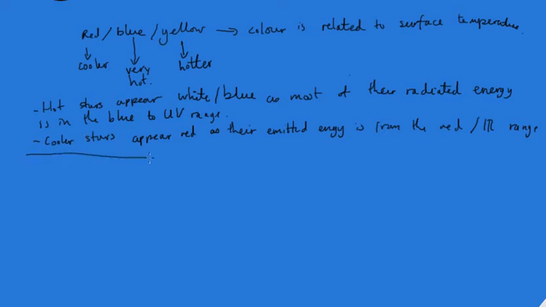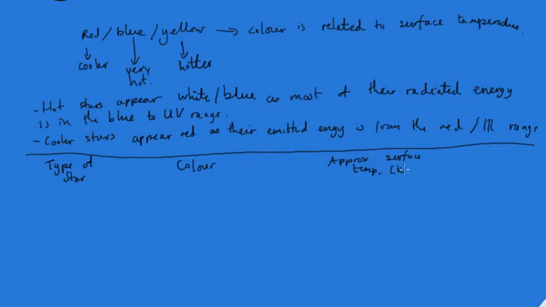So the colours of stars, and hence their surface temperature, can actually be used to classify stars. So we have the star type, we have the colour, and we have the approximate surface temperature. And this is measured in Kelvin. Now we're talking about very high temperatures, even the cool stars have very high temperatures.